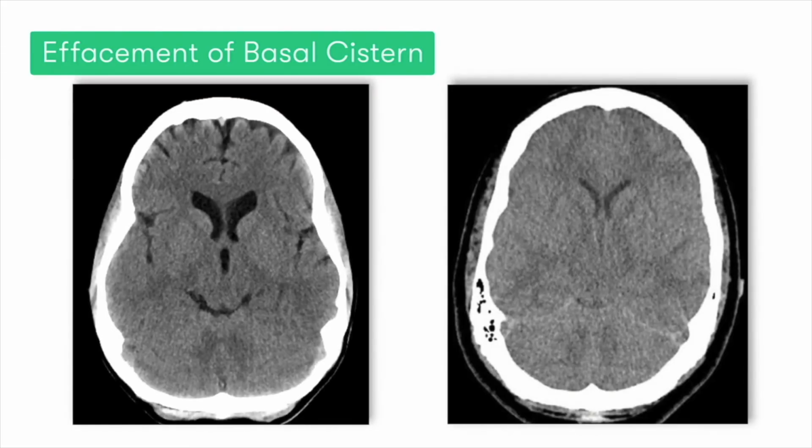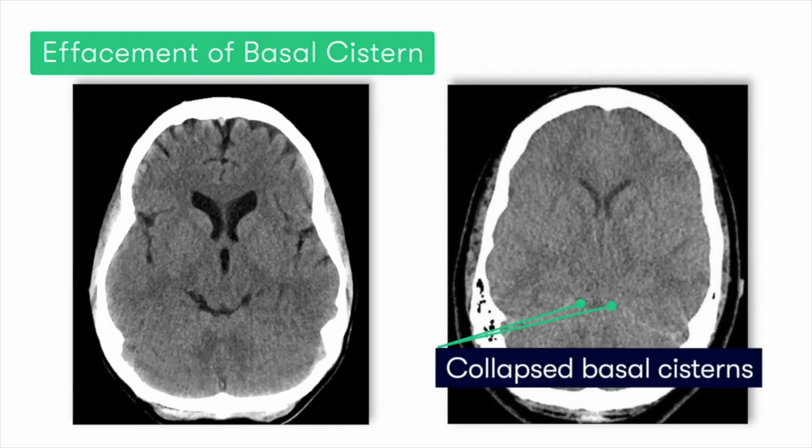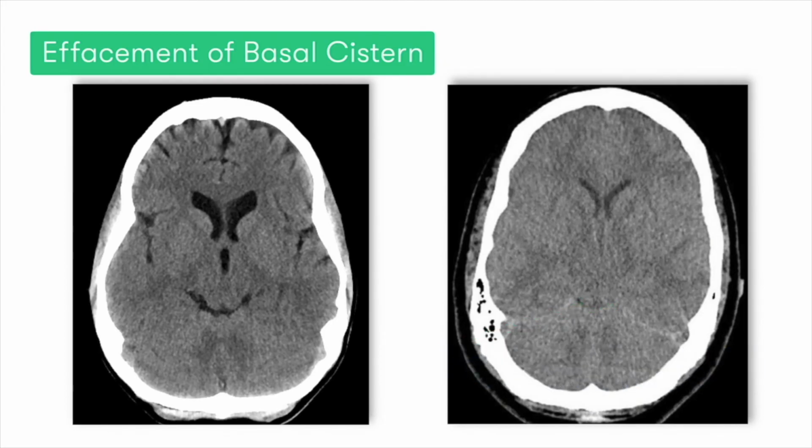As well as midline shift, another important sign on CT of a raised intracranial pressure is effacement of the basal cisterns. The basal cisterns are essentially widenings of the subarachnoid system, which contains the CSF. And as the intracranial pressure rises, these cisterns become compressed, emptied of their CSF, and ultimately are collapsed or effaced.